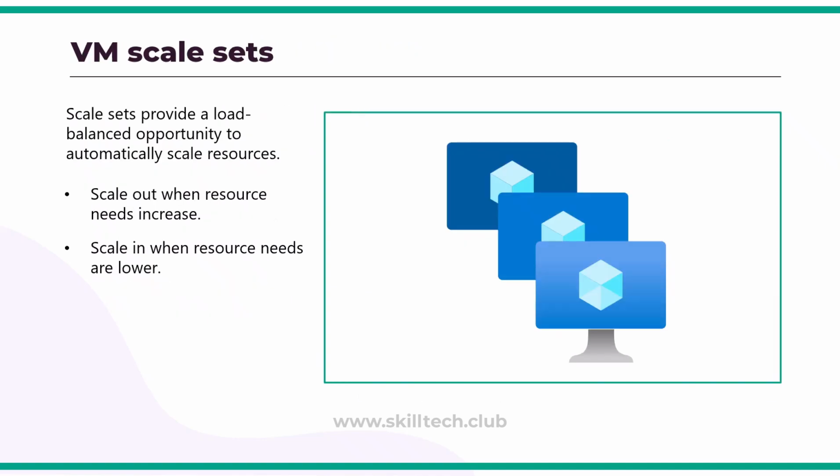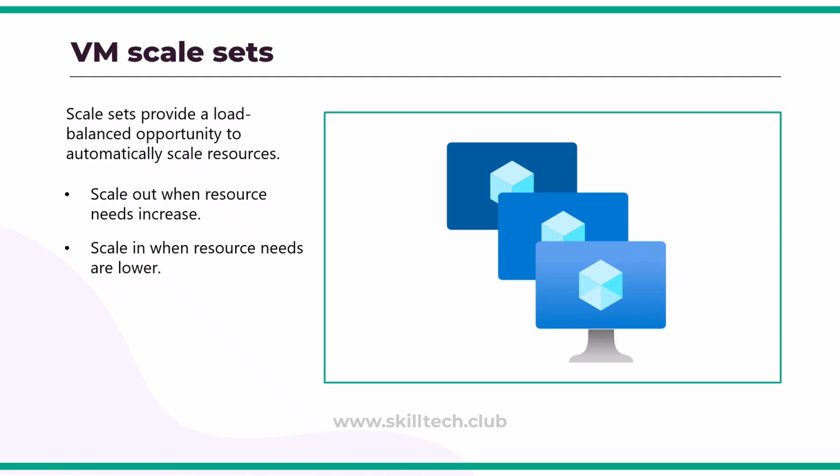When these kinds of scenarios are there, we need a virtual machine scale set. These are scalable sets of virtual machines which are provided with a load balancing opportunity to automatically scale your resources. You can have 1, 2, 3 or maybe 30, 40 or hundreds of virtual machines inside one virtual machine scale set. This scale out feature of the virtual machine scale set is going to increase the number of instances of virtual machines whenever the need is there.